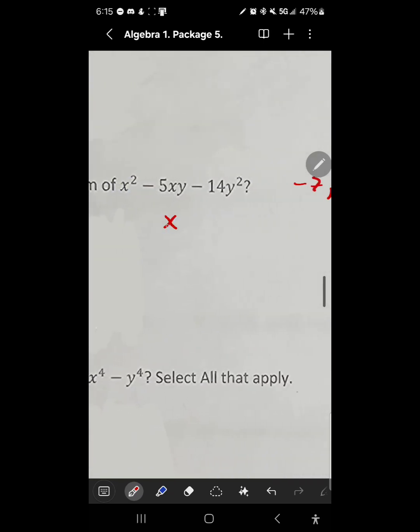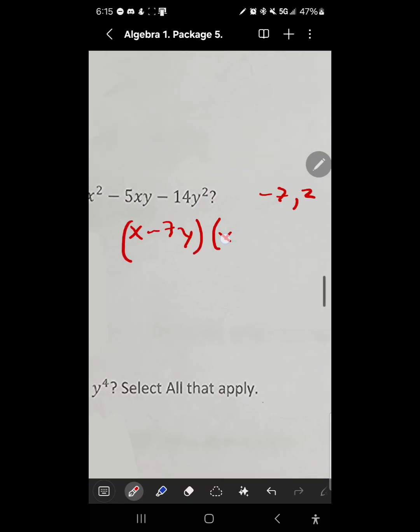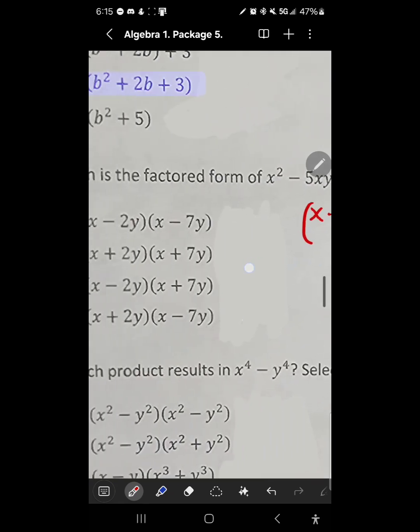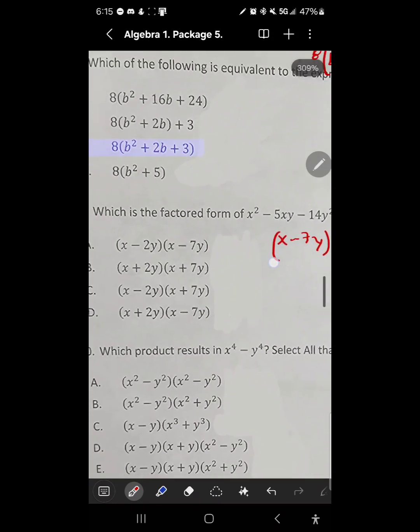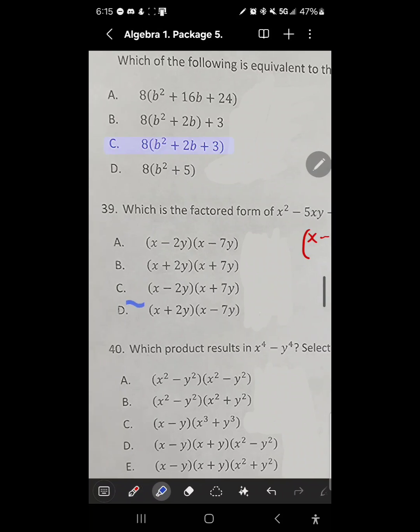So I'm going to say x minus 7y. Why the y? Because when we are multiplying them together, we're going to get y squared. x plus 2y. Again, why the y? Because here we have y squared. And when we are adding them together, we have just the y by itself. So yeah, this is the same as D. And as you can see, yep, this is the correct answer.